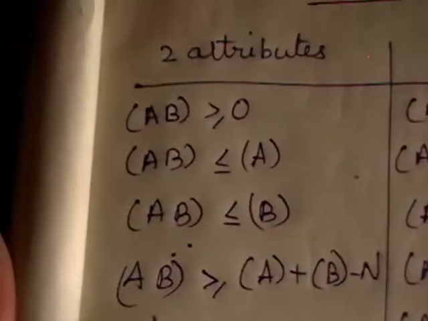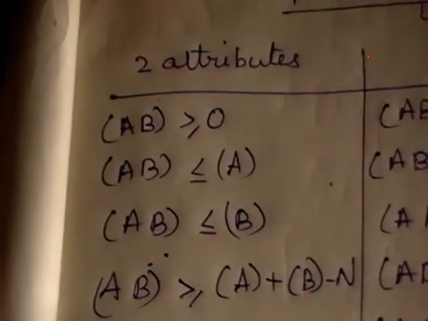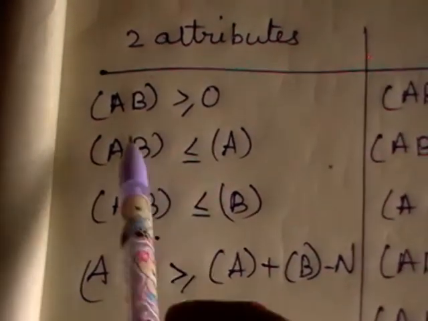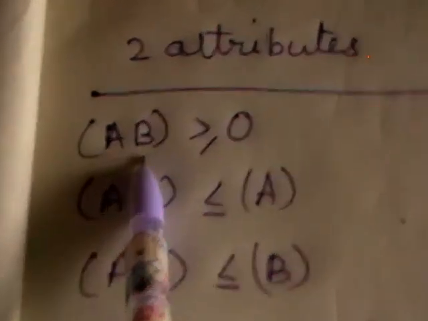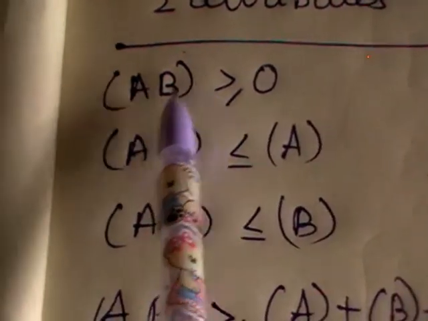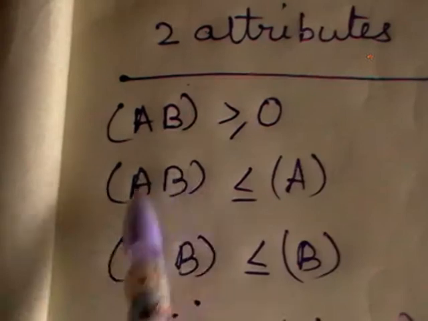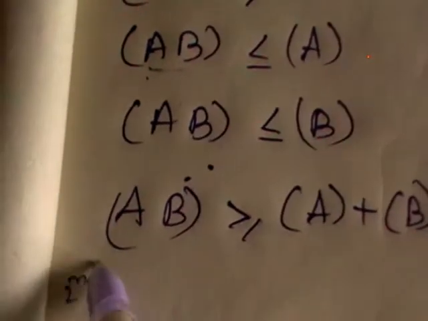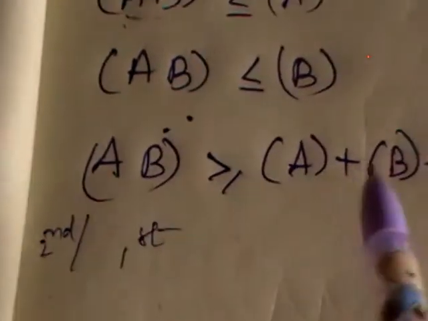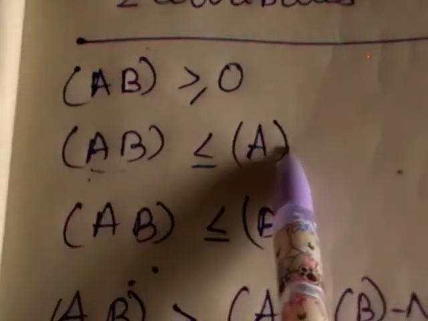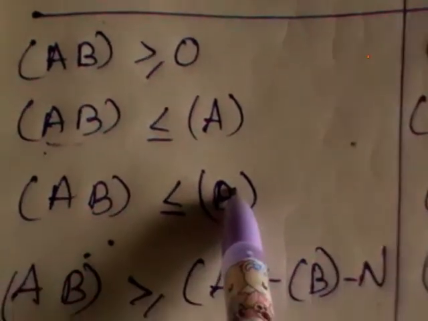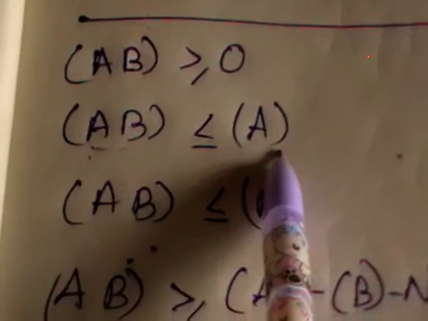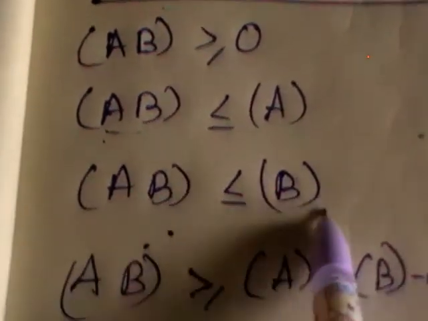When there are two attributes, try to draw the table. What are the ultimate classes? AB, A beta, alpha B, alpha beta. Among all those, you only consider the positive class, which is nothing but AB. So AB greater than 0 is the first condition. As these are second order frequencies, we have first order frequencies also. Bracket A and bracket B are first order. So AB is less than or equal to A, AB is less than or equal to B.